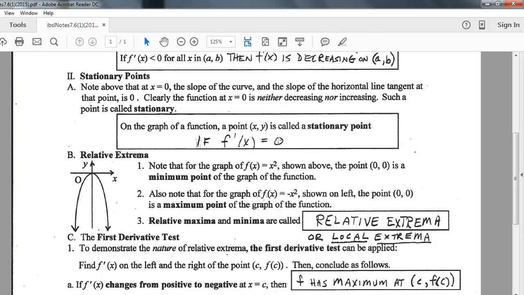For those points, it could either be a maximum or a minimum. So if you look at this point right here, we would refer to this stationary point as a maximum because it's at the peak of a graph.